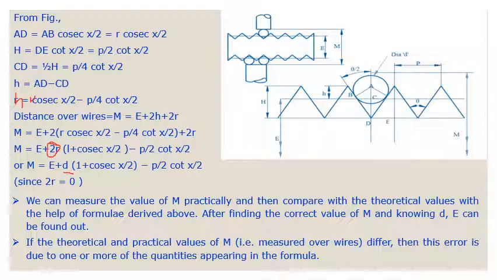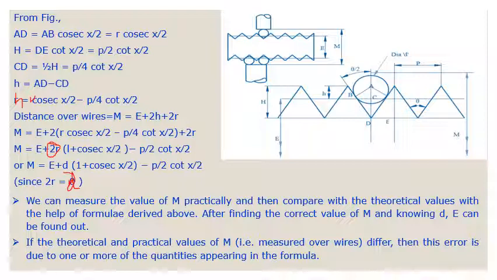Since 2r is equal to d, 2r is equal to d. So by this way we can measure the value of m practically and then compare it with the theoretical values with the help of the formula derived above. And after finding the correct value of m and knowing d, one can find out E, that is the effective diameter.